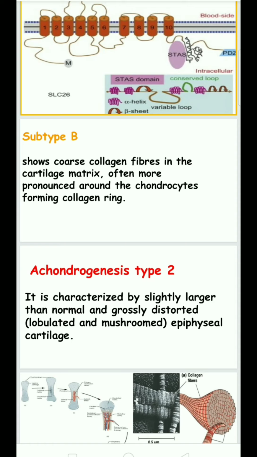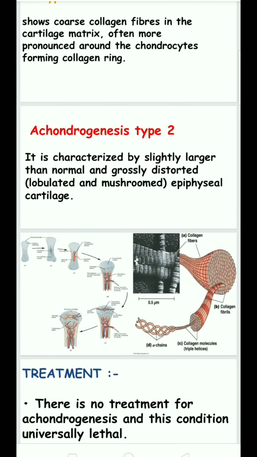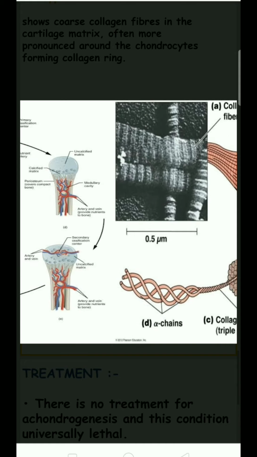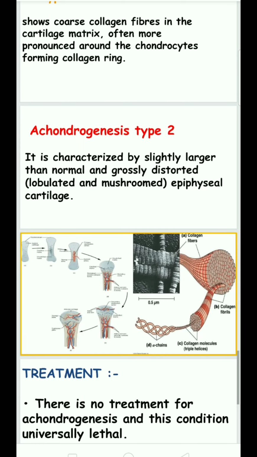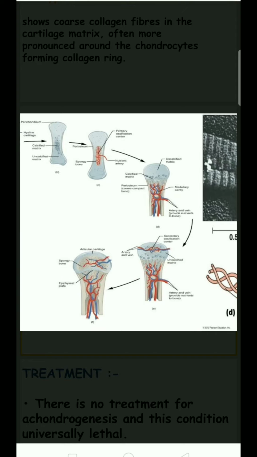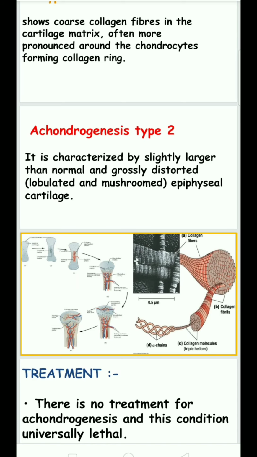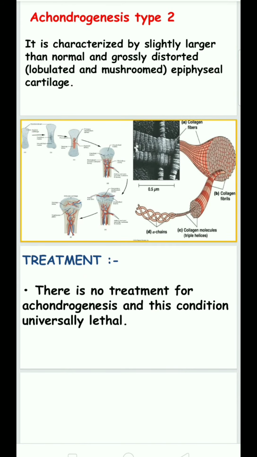Subtype B is due to defective collagen. As a result the collagen becomes rough. In achondrogenesis type 2, there is a mutation in the collagen fibers, particularly the alpha chains. As a result the collagen, especially in the epiphyseal cartilage, gets distorted, and lobulated, mushroom shaped cartilage will be seen in this case. There is no treatment because it is a lethal disease, so it is very dangerous.